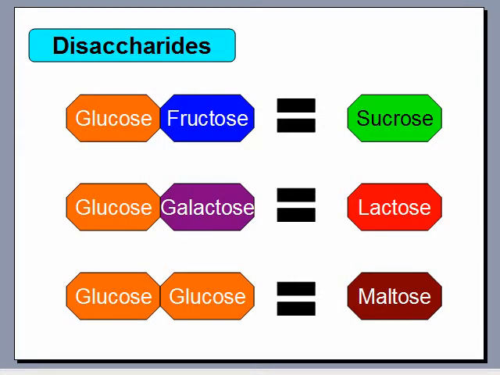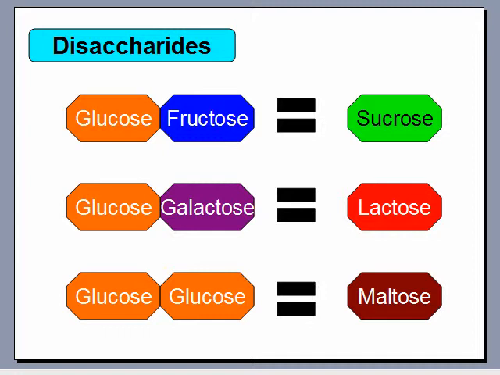Disaccharide is a double sugar. It is made up of two molecules of monosaccharides that are combined together. For disaccharides, there's sucrose, lactose, and maltose.